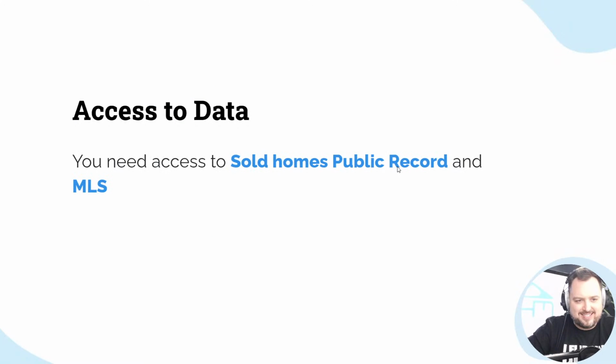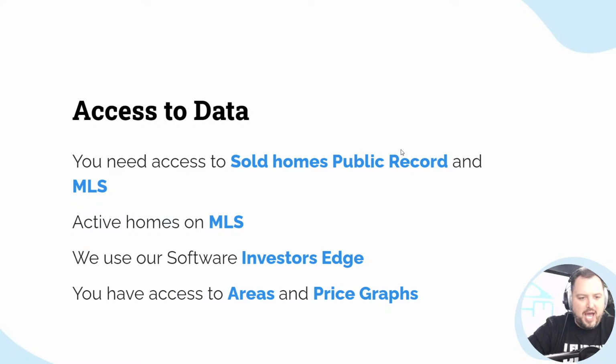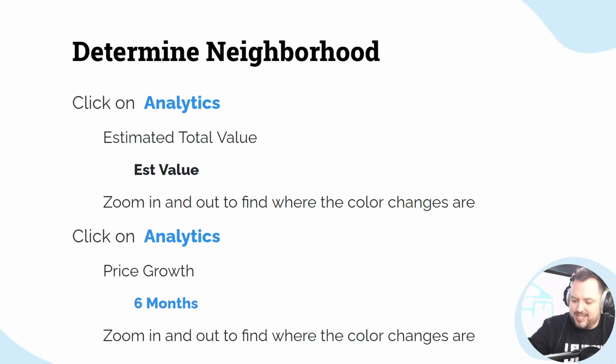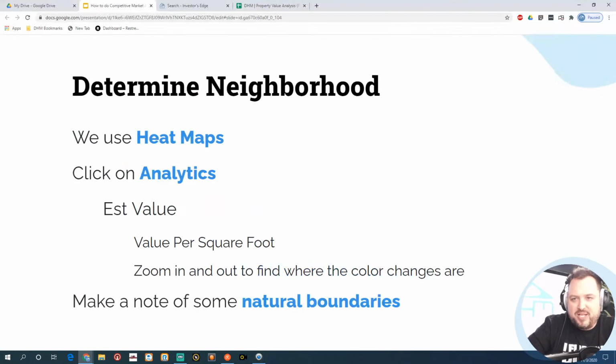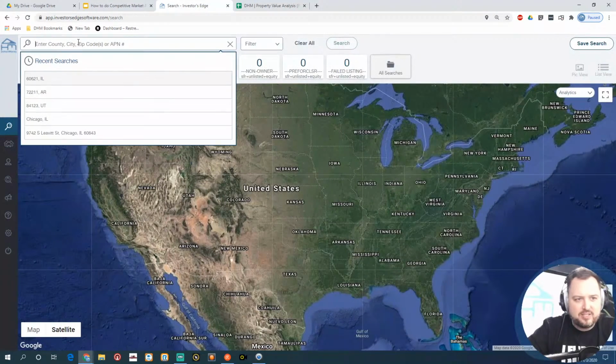So you've got to be able to access the data. You need to have access to sold homes, public records, the MLS, and active homes on the MLS. We use Investor's Edge software, and you can have access to the area and price graphs. So let's just jump right into this. Let's determine a neighborhood by looking at some of the heat maps and what we are looking for here. So I think what we're going to do is jump back over here and let's just do Illinois.